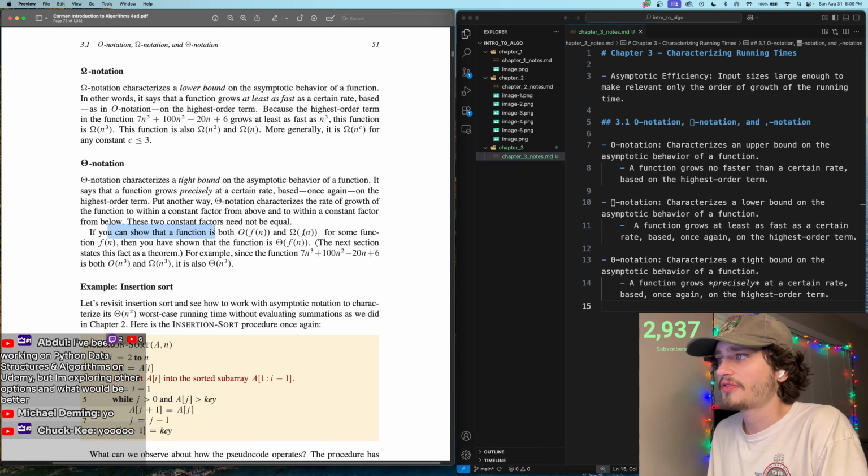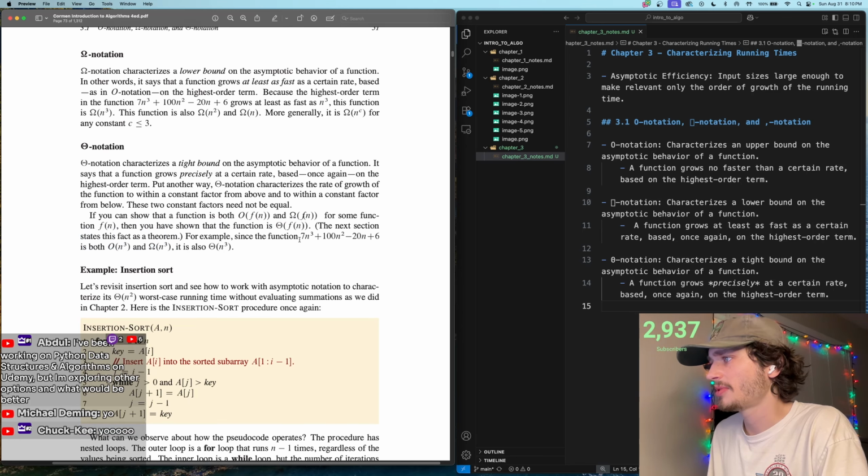If you can show that a function is both O of f of n and omega of f of n for some function f of n, then you have shown that the function is theta of f of n. The next section states this fact as a theorem. For example, since the function we've been looking at, 7n cubed plus 100n squared minus 20n plus 6, is both O of n cubed and omega of n cubed, it is also theta of n cubed.